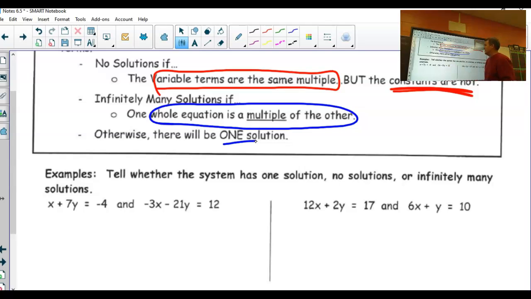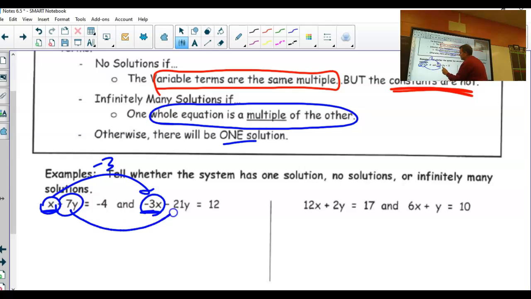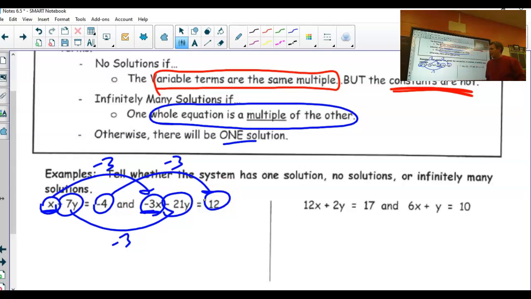Let's look at this first equation. Look at the x's. See how the x got multiplied by negative 3? This one is negative 3 times this one. And that's also true for the y. Negative 3 times 7 is negative 21. And that's also true for the negative 4. Negative 4 times negative 3 is 12.